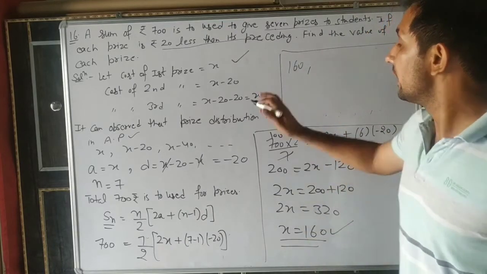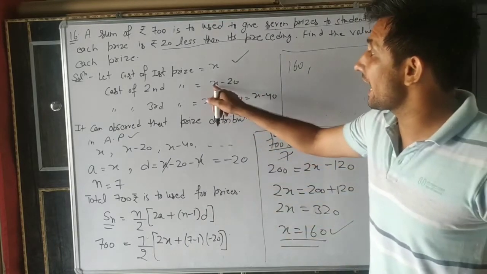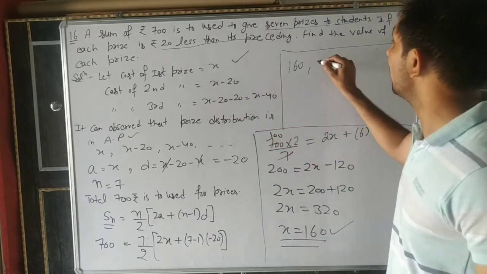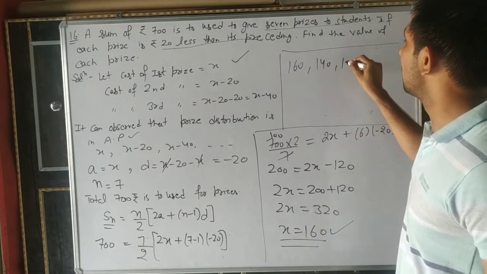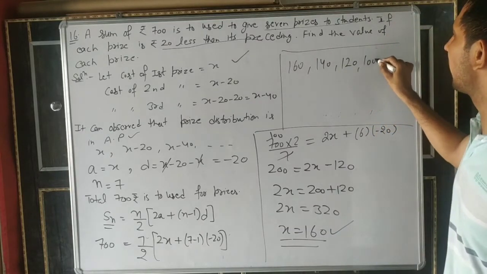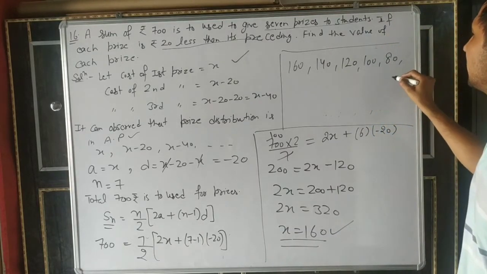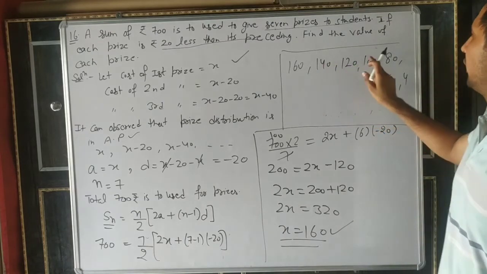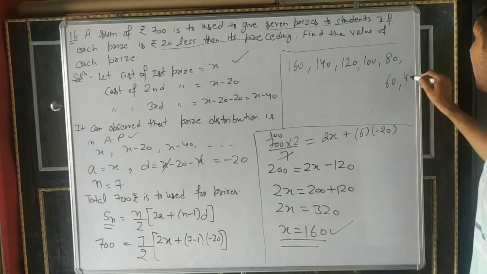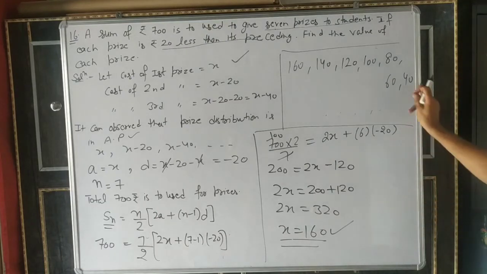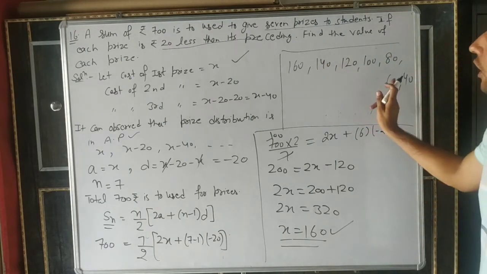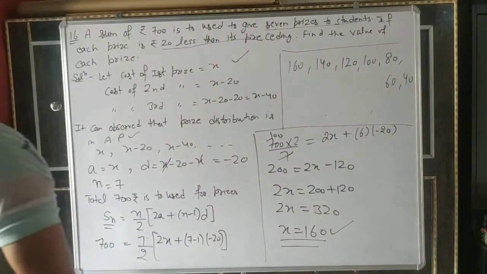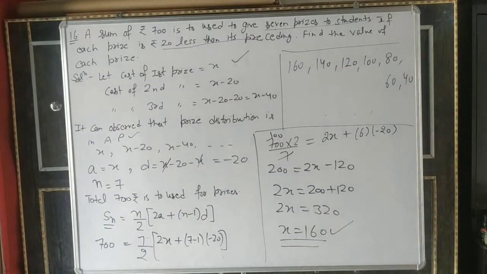Next, dear, the second prize is X minus 20. X is 160, 160 minus 20 is 140. Similarly 120, 100, 80, next is 60. So 1, 2, 3, 4, 5, 6, 7. You can add them also. If you add them, how much does it become? It becomes 700, dear. Okay, please note it down.